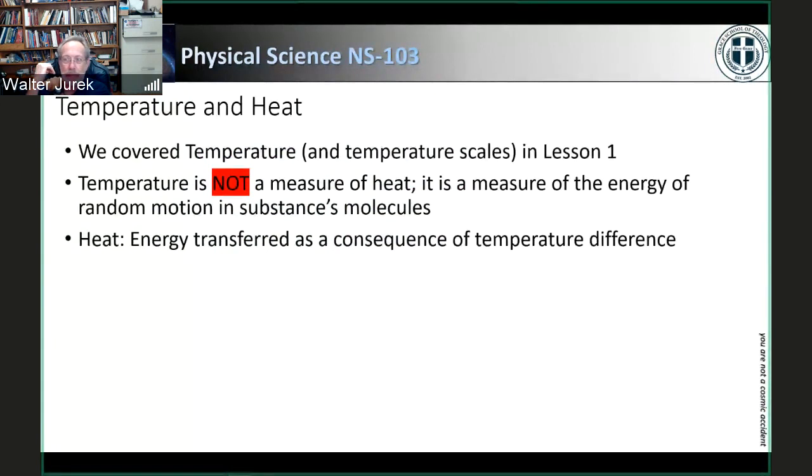Okay. Temperature is a measure of the energy of the molecules in the thing as they're moving. So the faster they're moving, the higher the temperature. Okay? So temperature is a measure of how much energy is in the molecules that are bouncing around. Heat is energy that gets transferred because two things that are touching each other have a temperature difference.